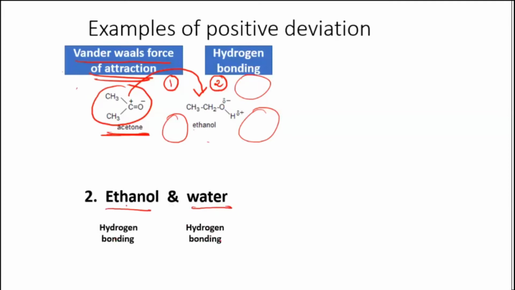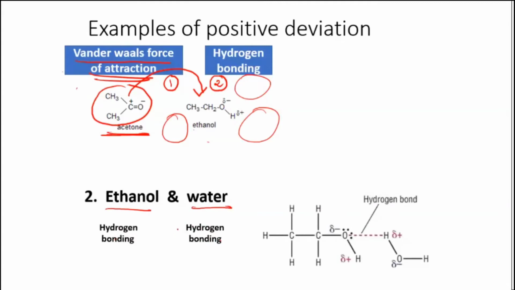So when ethanol is added to water, the number of hydrogen bonds between the water molecules will decrease. So that leads to positive deviation. The force of attraction will decrease, because these ethanol molecules are coming and occupying in between. So then it leads to positive deviation.